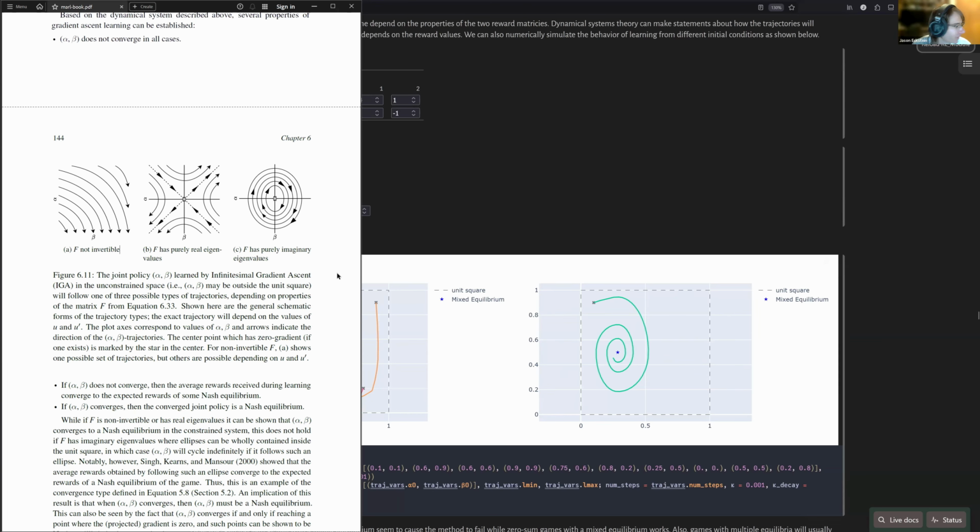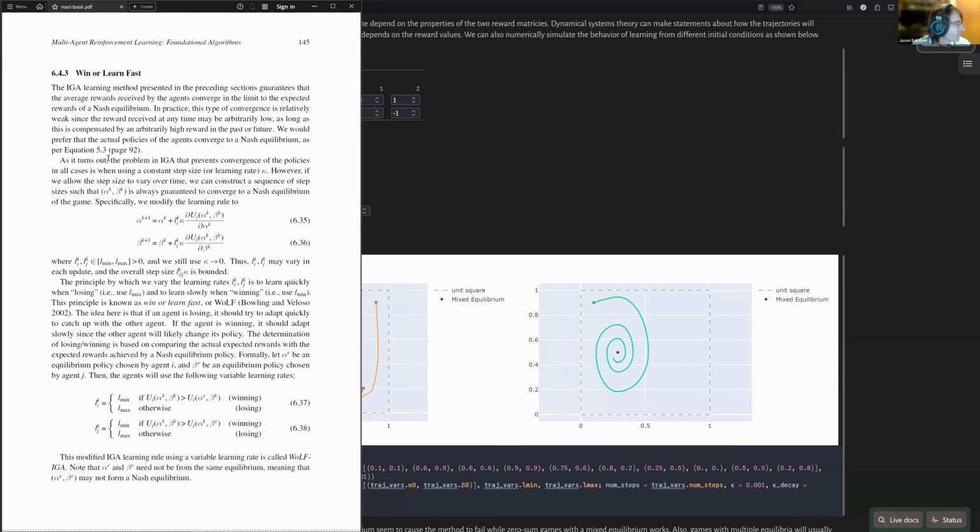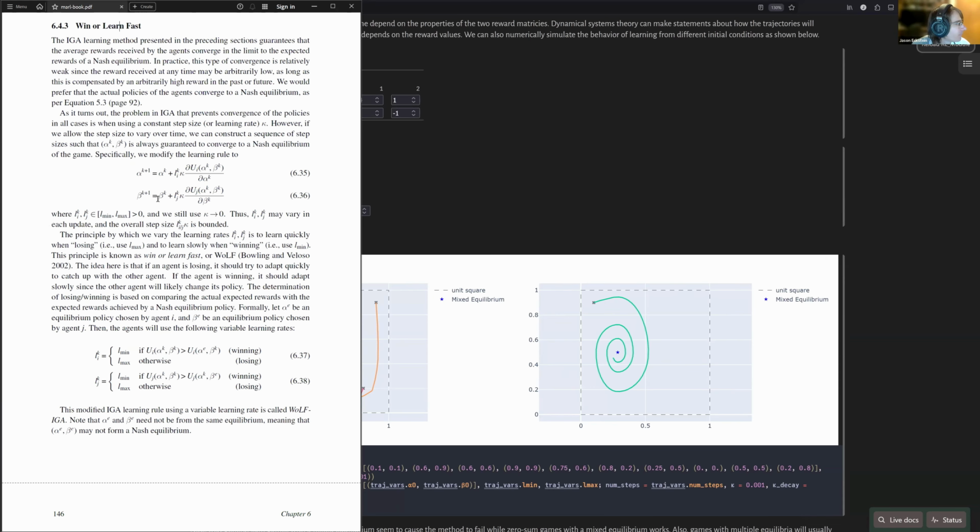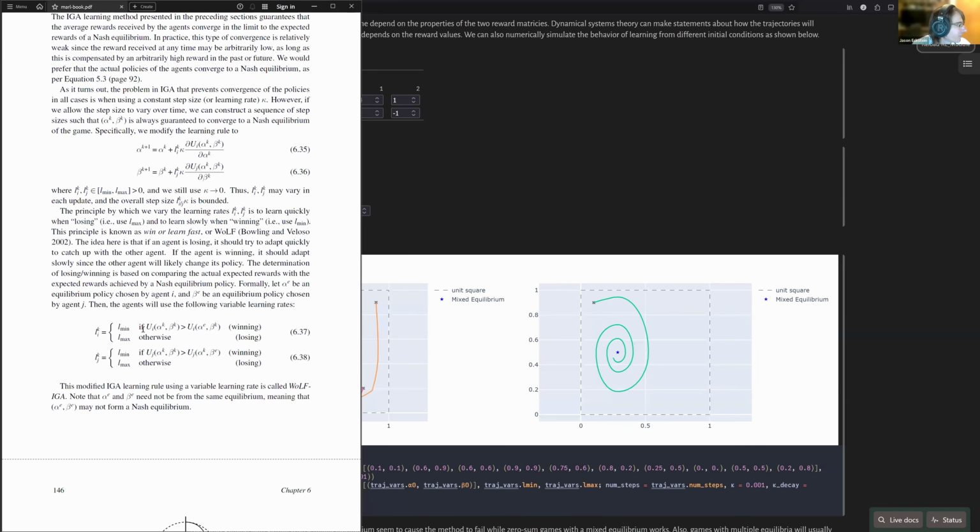So for that, you need to alternate the learning rates, and that's what this win or learn fast method is. What you do is, if the current value you have at the current policies for you and your opponent is better than what you would expect if you were in equilibrium, or had the equilibrium policy against your opponent.